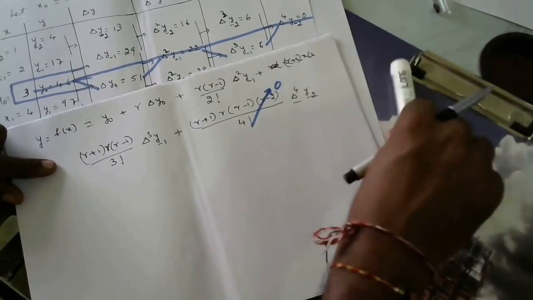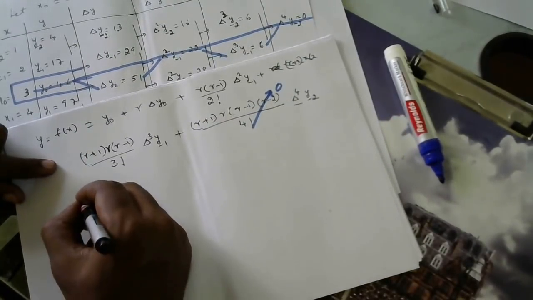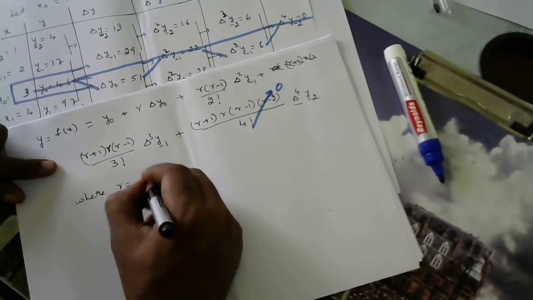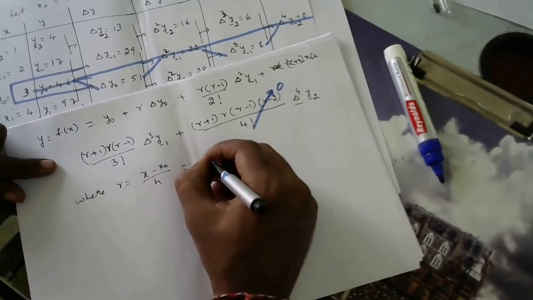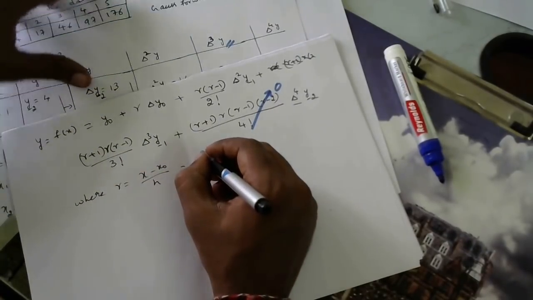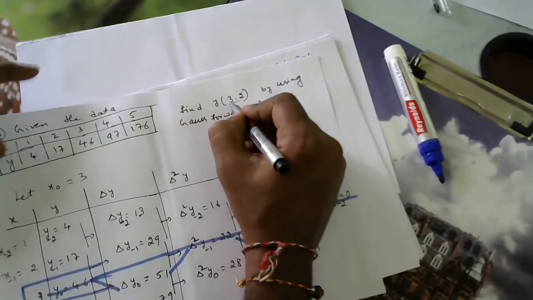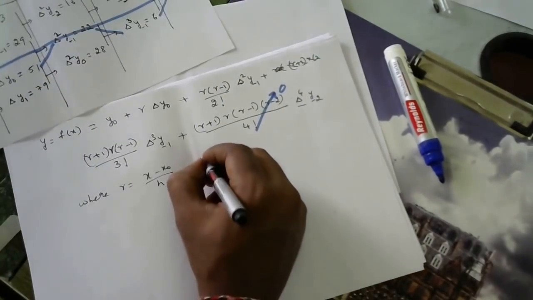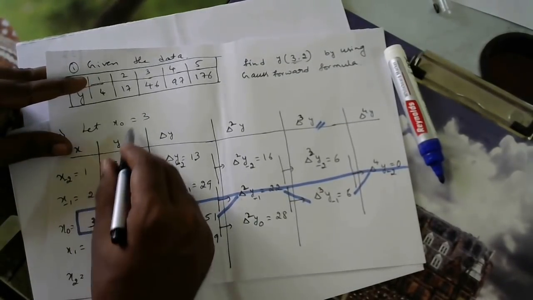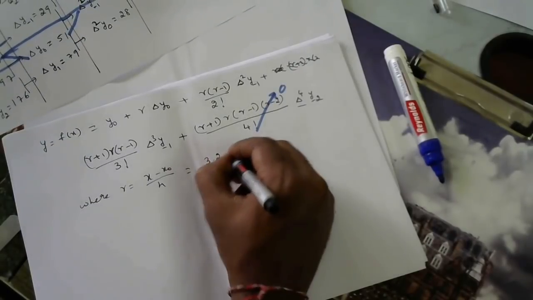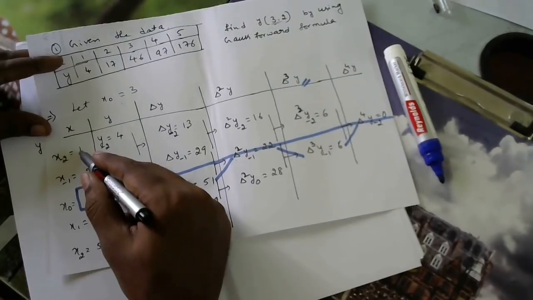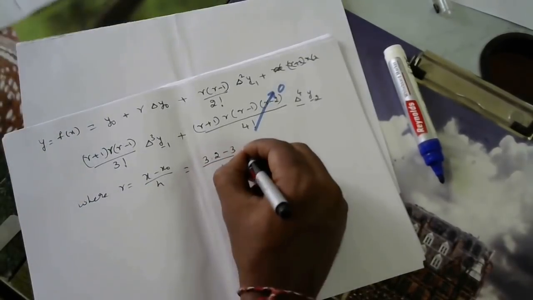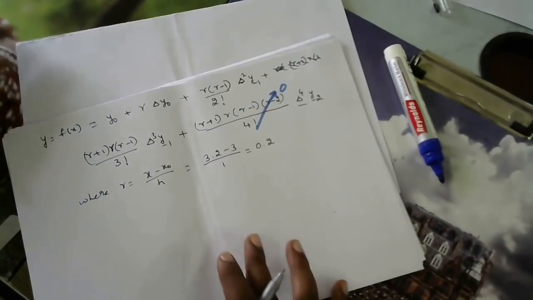Now r equals x minus x naught divided by h. What do we have to find? We have to find for 3.2. So x is 3.2 minus x naught, which is 3, divided by h, the difference here. This is equidistant, 2 minus 1 gives 1, so h is 1. So r value is 0.2.